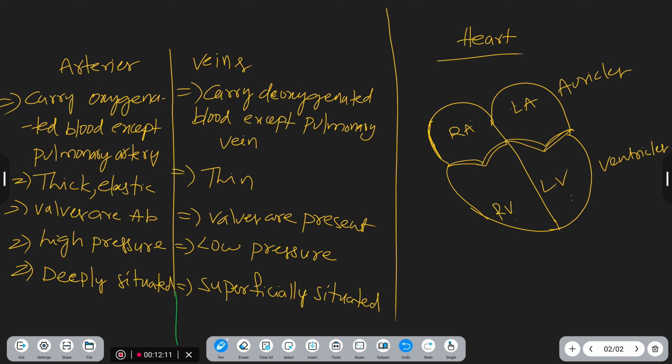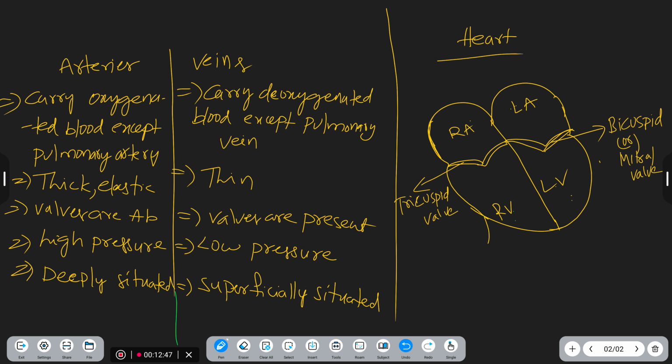Okay. So between the left atrium and left ventricle, which valve is present? Bicuspid valve, bicuspid or mitral valve. Okay. And between the right atrium and right ventricle, tricuspid valve. Okay. So then look over here.